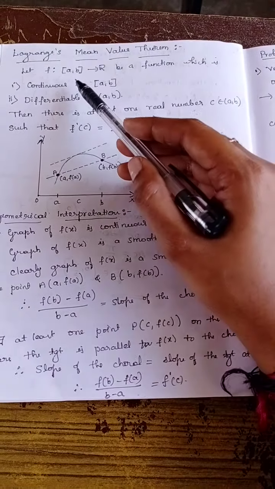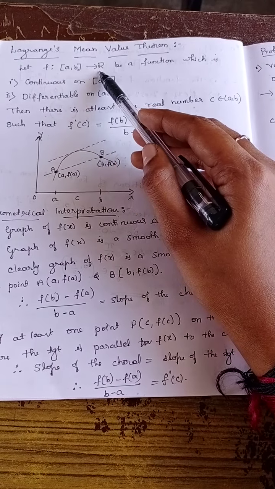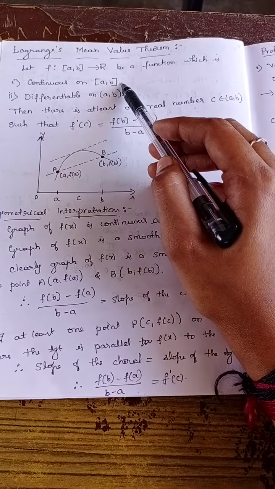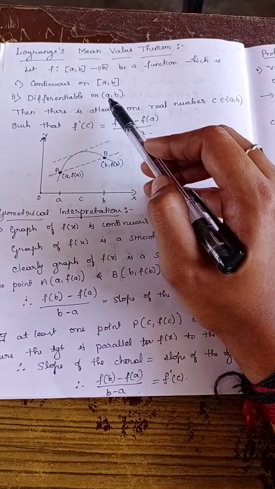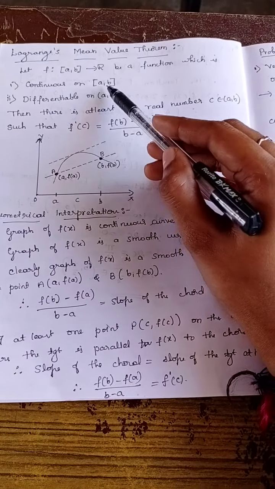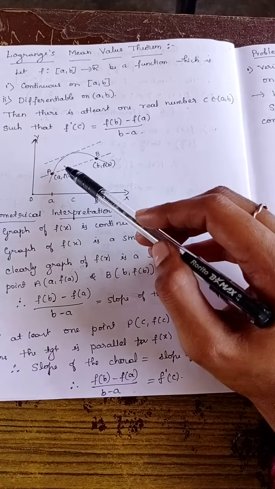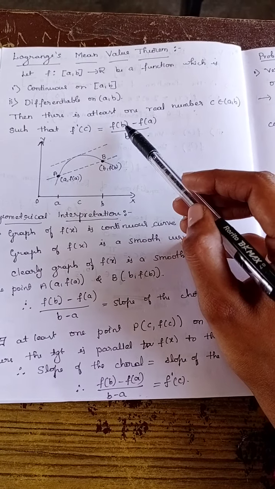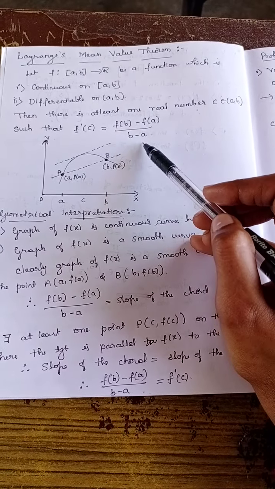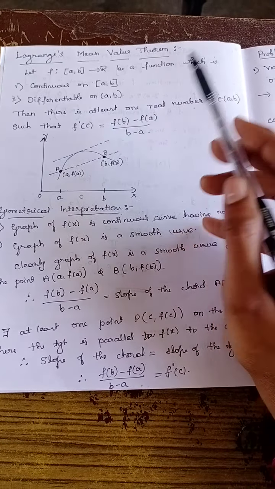This theorem says that f is a function from [a, b] to R. It is continuous on the closed interval [a, b] and differentiable on (a, b). Then there exists at least one point in (a, b) such that f dash of c, that means the slope of the given curve, is equal to f of b minus f of a divided by b minus a. This is the formula of a slope.